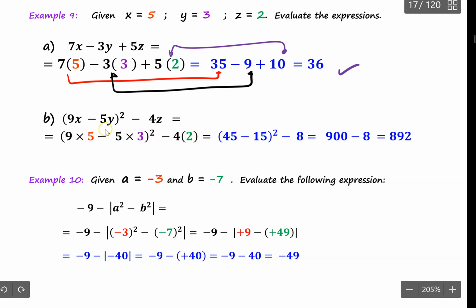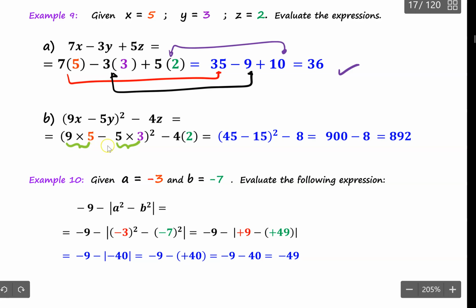So it's a good idea to write this step down to make sure that you substitute the values in first before you start performing the operations. So then, now, brackets, right? Everything inside the brackets, you do that first before you can raise that to exponent 2. Inside this bracket, I have multiplication here, 9 times 5, 5 times 3. Therefore, I need to perform this operation first before I can subtract one from the other.